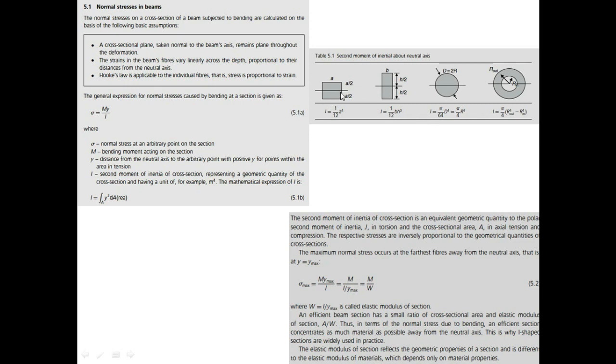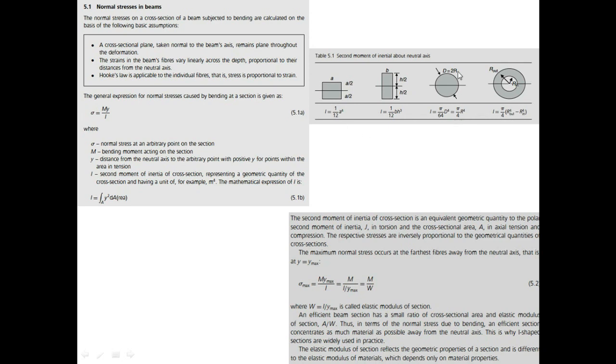If we have a square cross section, for example, where each side is a, this section is not rectangular; it is a square section. The moment of inertia about this axis will be 1 by 12 a to the fourth.